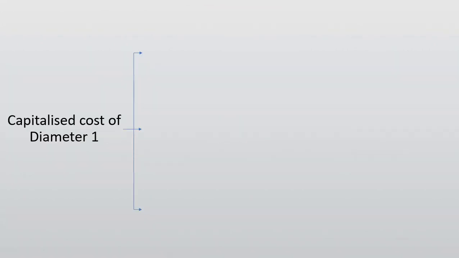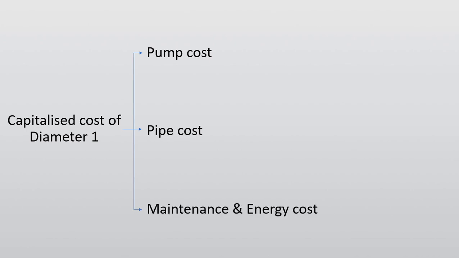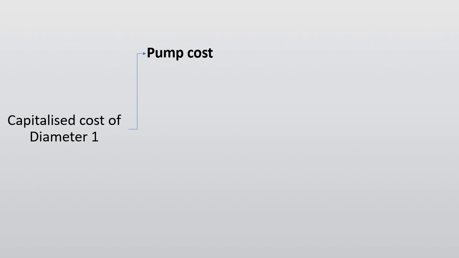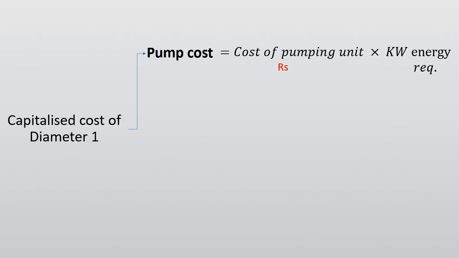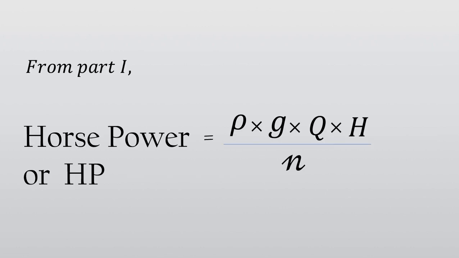There are three factors on which the total cost of the rising main depends, which are pump cost, pipe cost, and maintenance and energy cost. Now we will see these one by one. The pump cost is calculated by multiplying the cost of pump unit per kilowatt with the total kilowatt energy required. This cost of pump per kilowatt can be searched in the catalog of pump suppliers or from the market. And the kilowatt energy is nothing but the power of the pump we calculated in the previous video. I would suggest watching the first video for understanding this.